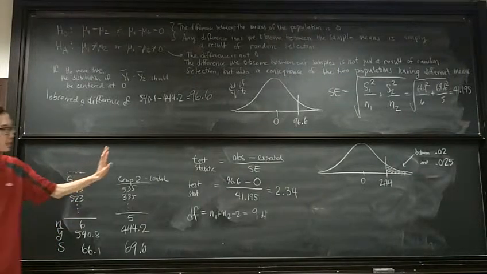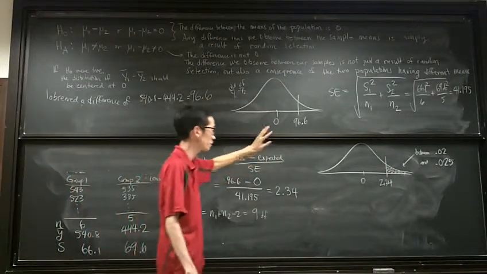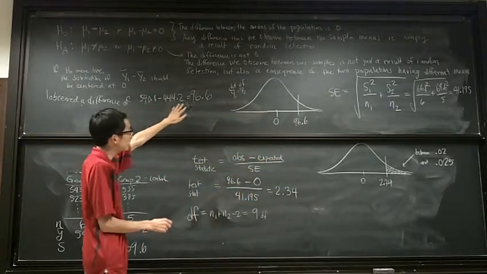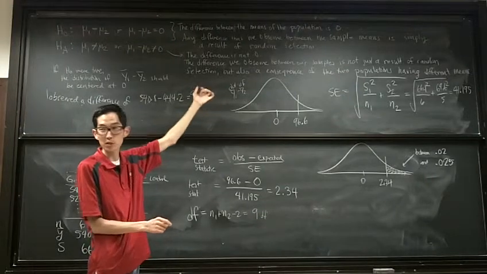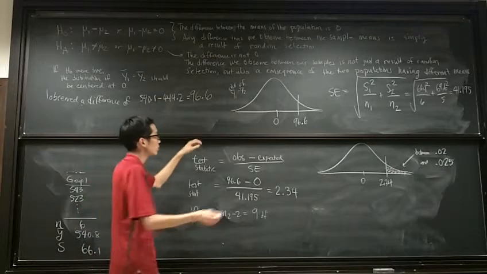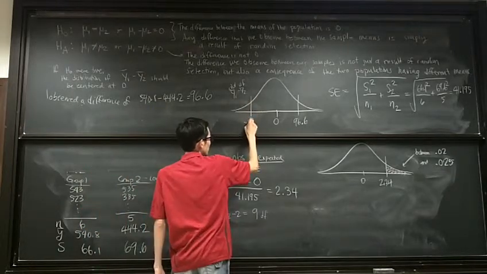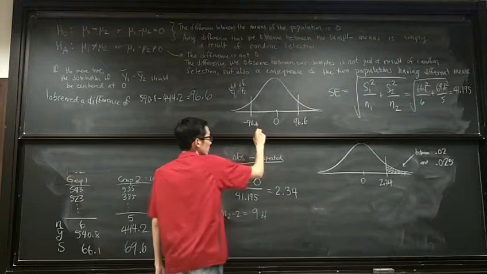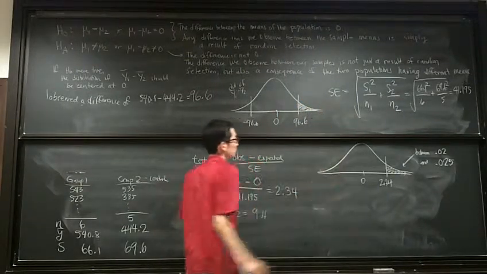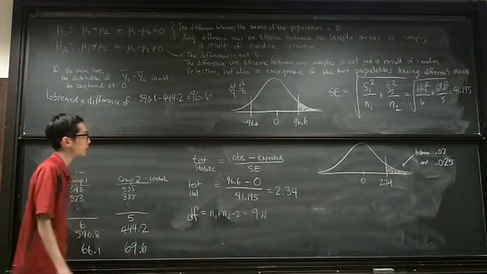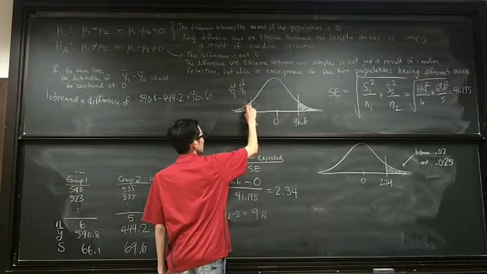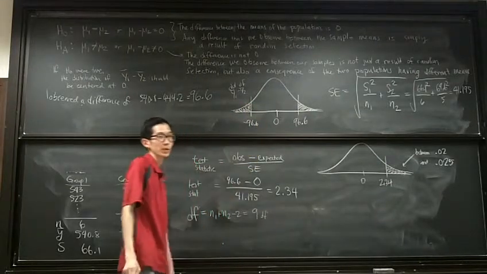Okay, and this is where things might feel a tiny bit awkward, especially the first time you see it. What we observed was a difference of 96.6 between these two groups. So equally interesting would have been a difference of negative 96.6. So we're asking, what's the probability of getting a difference of 96.6 or more, and the probability of getting a difference of negative 96.6 or something more negative.